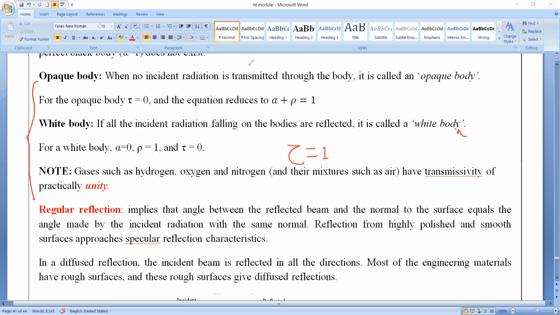Fine. So we'll conclude today's session here itself. In the next class, we'll see some other important definitions, like what is regular reflection, what is diffuse reflection, and what are the typical examples of those types of reflection.